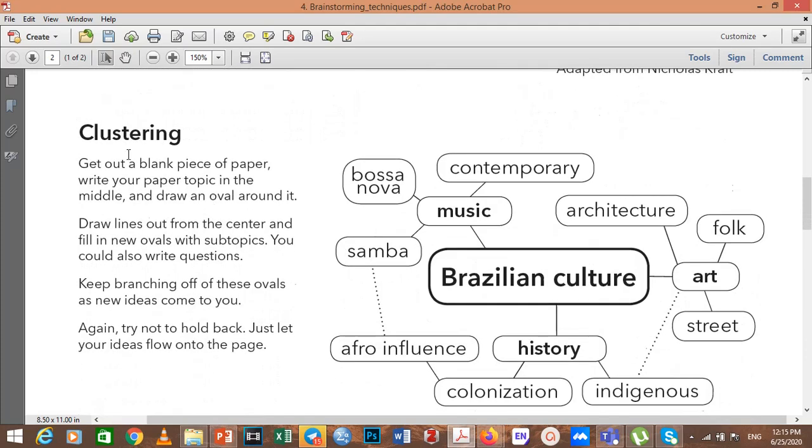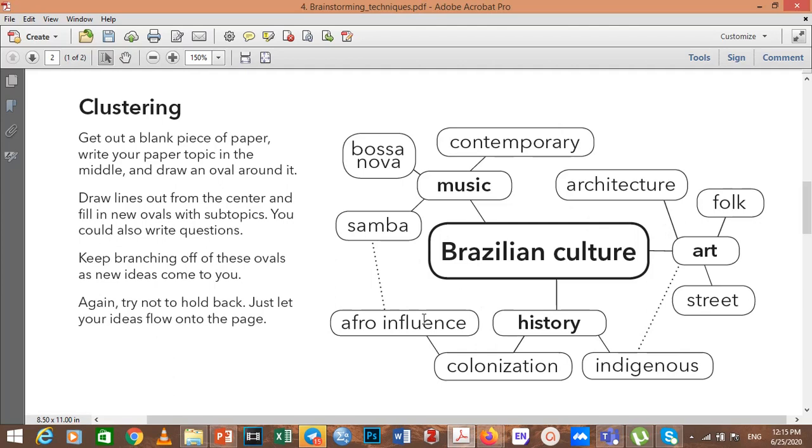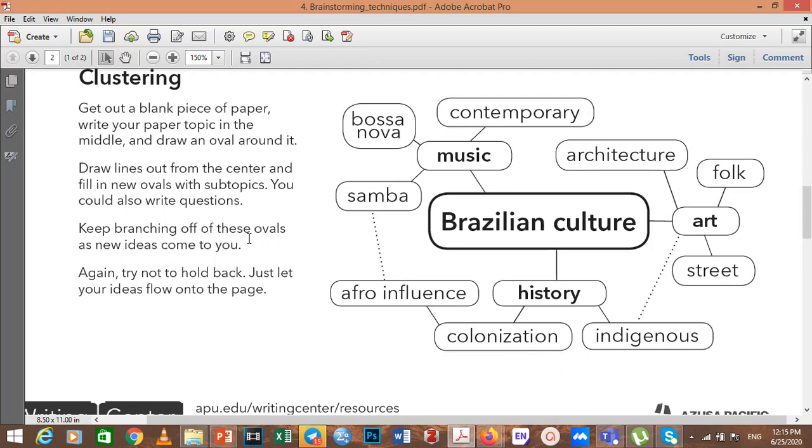Clustering is to get out a blank piece of paper and write your paper topic in the middle and draw an oval around it. This is the example of clustering, and this is a very common one. Everyone likes it, everyone uses it. Draw lines out from the center and fill in new ovals with subtopics. You could also write questions. Keep branching out of these ovals as new ideas come to you. Again, try not to hold back. Just let your ideas flow on two pages.